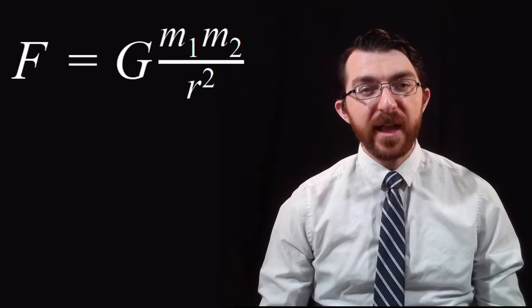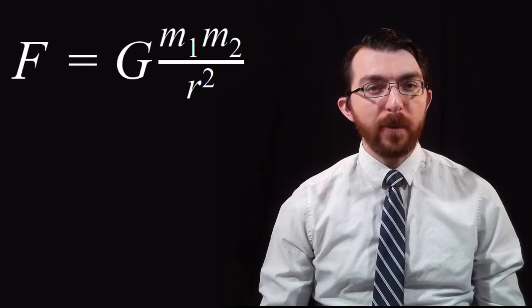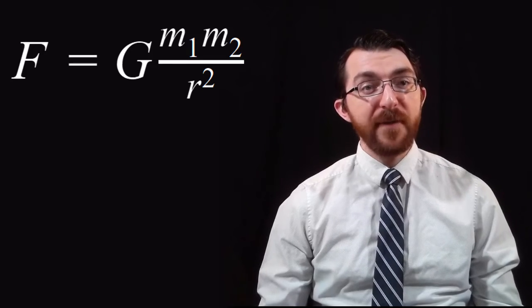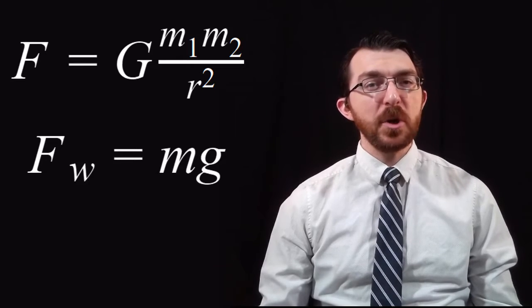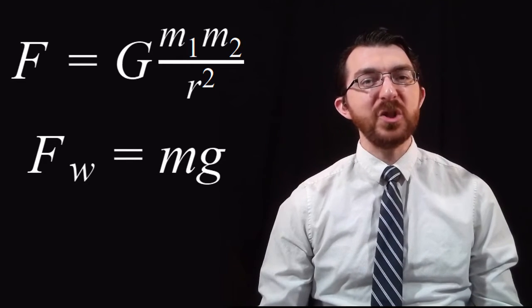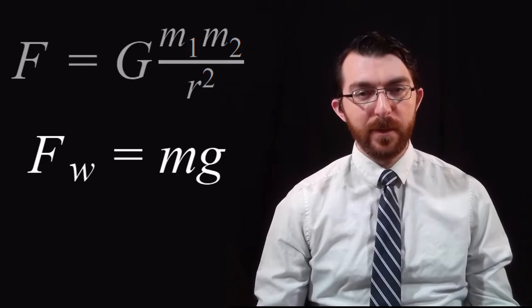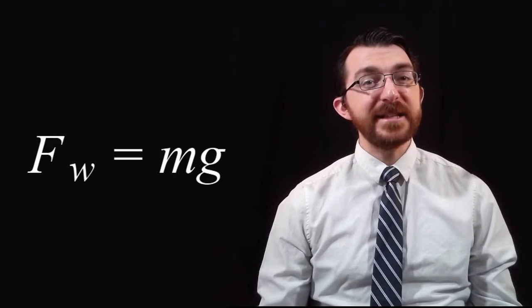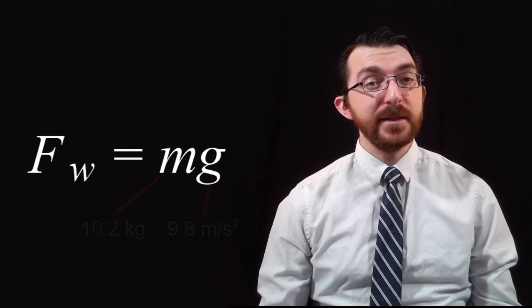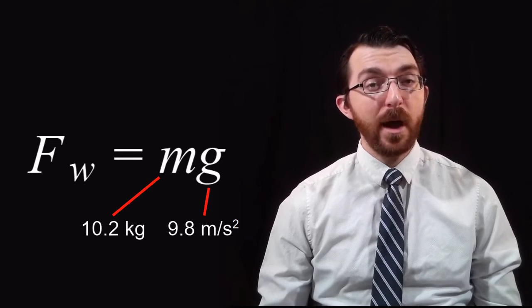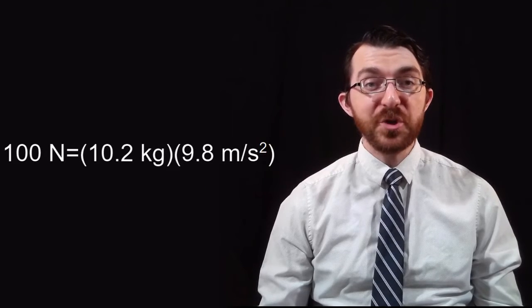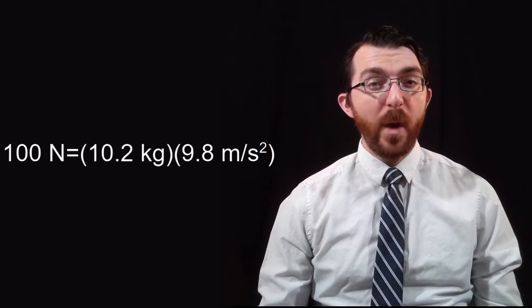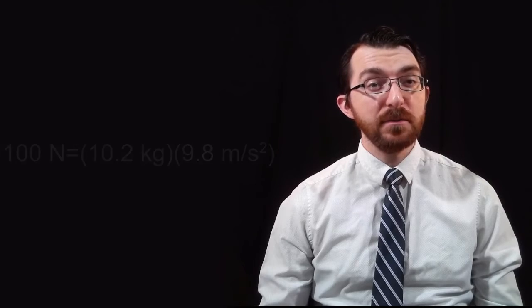Here's the first thing you need to do. We already have a formula for the force of gravity, or weight. It's F equals mg. So if you just take a 10.2 kilogram object as an example, F equals mg says that the force of gravity is 10.2 kilograms times 9.8 meters per second squared, or 100 newtons. The other equation should give us the same answer, so what is the value of big G?